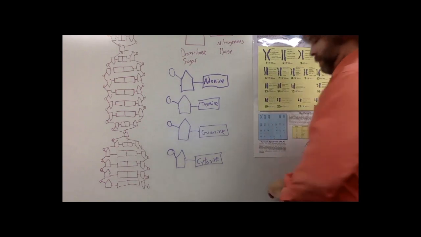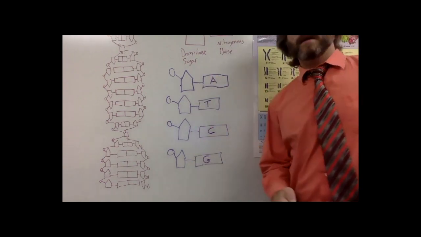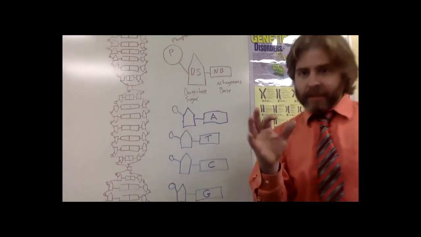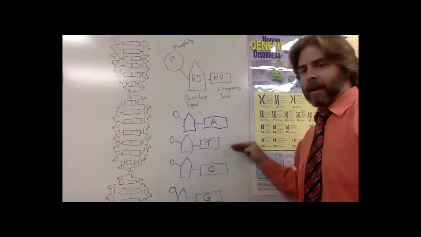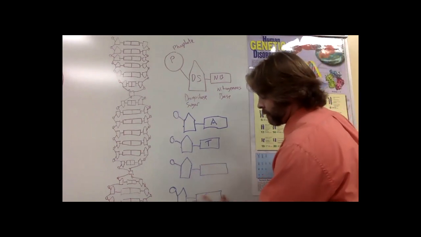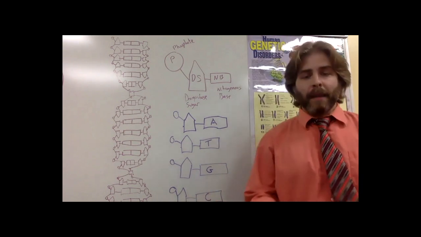Let's shorten that up. A, T, C, and G. That's what we were going to call these letters, as these bases. A, T, C, and G. Adenine, thymine, cytosine, and guanine. I actually had guanine here and cytosine here. Not that that matters, but these are the letters of your DNA alphabet.